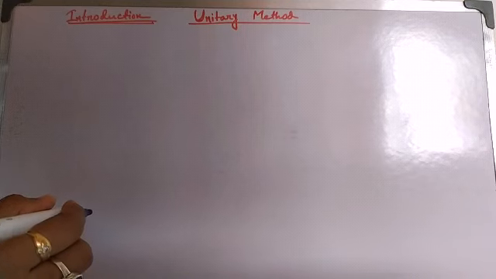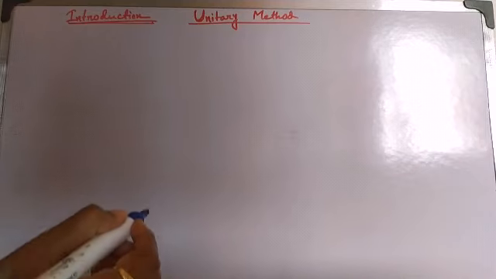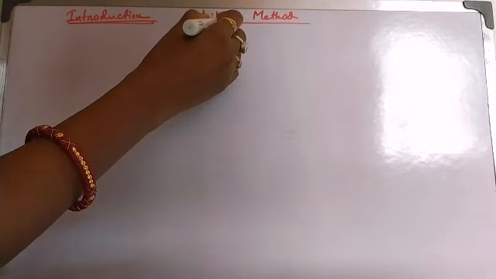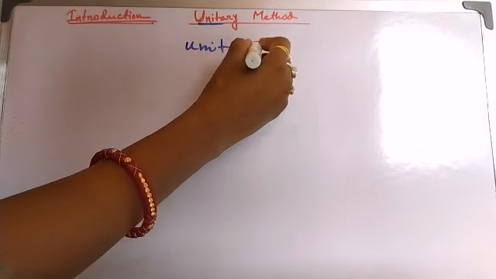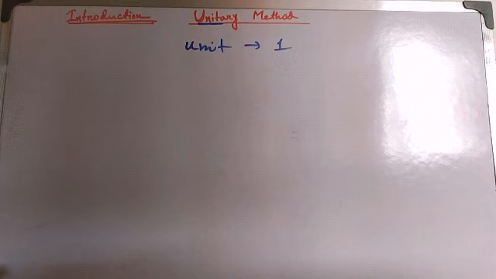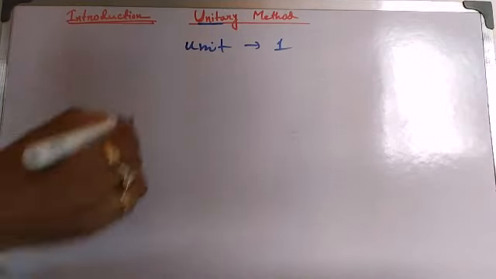Hello everybody. Today I will discuss the new chapter, that is the unitary method. First of all, this unitary method we are learning from the lower classes. So what is the meaning of unitary method? That means unit. Unit means one. So in this method, whatever the question is, we have to find out the 1 unit's value.